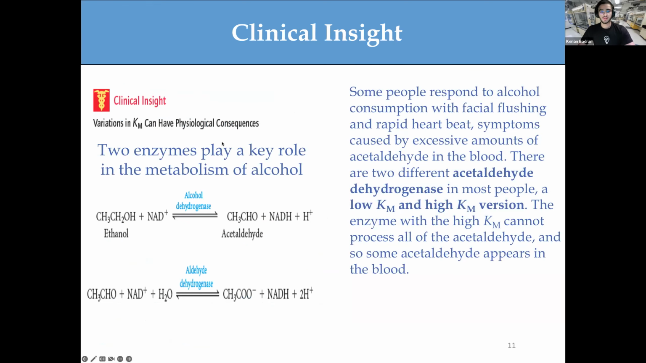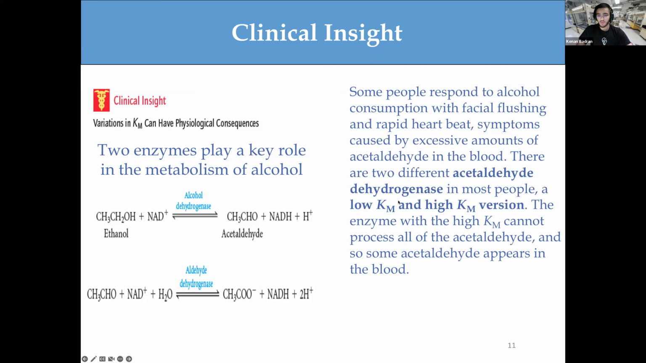Now here's a clinical insight into why it's good to know how affinity works. Some people respond to alcohol consumption with facial flushing and rapid heartbeat, symptoms caused by excessive amounts of acetaldehyde in the blood. There are two different isotypes, right? We have one that has a low Km and one that has a high Km. This is basically talking about the Asian glow, because typically people of Asian descent have less tolerance to alcohol, so they show the symptoms of acetaldehyde better.